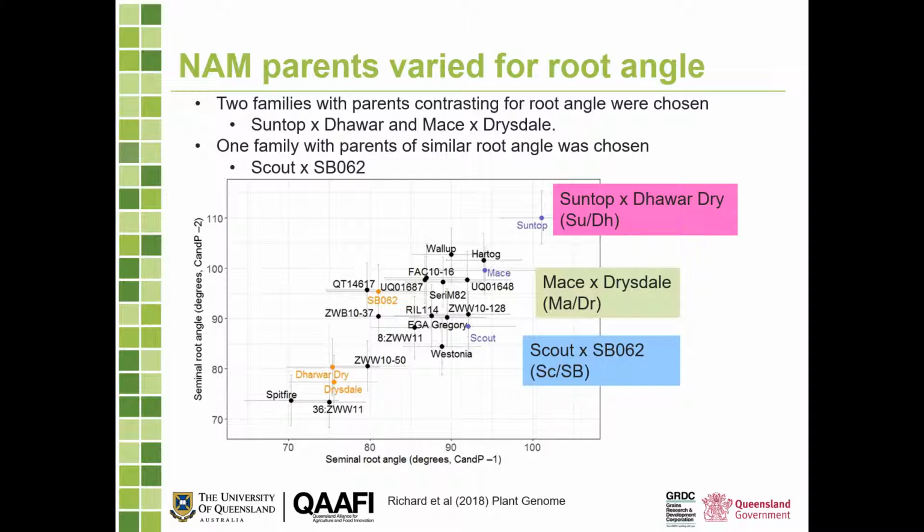She chose the family where Suntop was crossed to Dawa Dry, which has a narrow root angle, and she also chose the Mace family, which was crossed with Drysdale, which has a narrow root angle. She chose also Scout, the parent for the southern region, to be crossed with this SB line. They both have an intermediate root angle, so 2 different contrasting types of crosses amongst the 3.